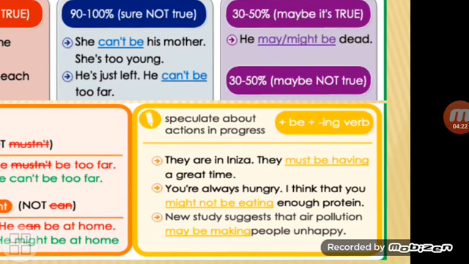Sometimes we may use the form modal of deduction, be and ing verb. They are in Inica. They must be having a great time. You're always hungry. I think that you might not be eating enough protein. New studies suggest that air pollution may be making people unhappy.